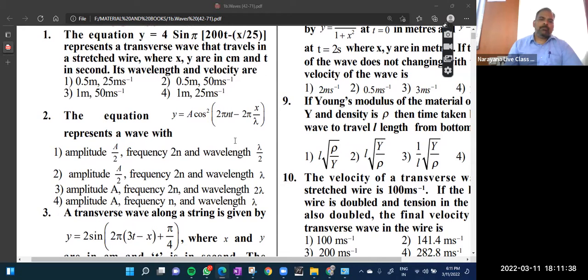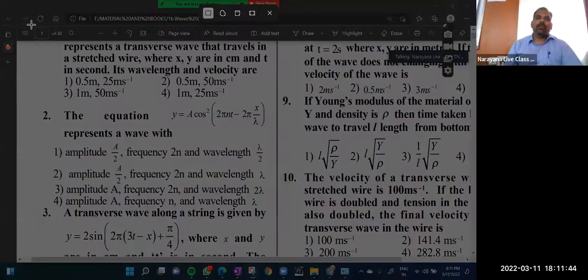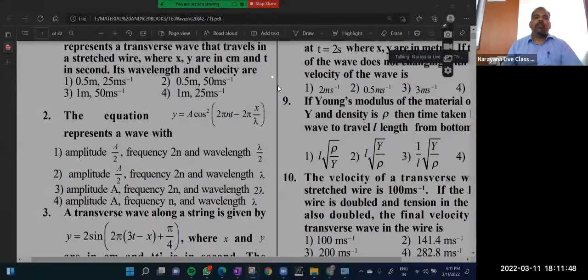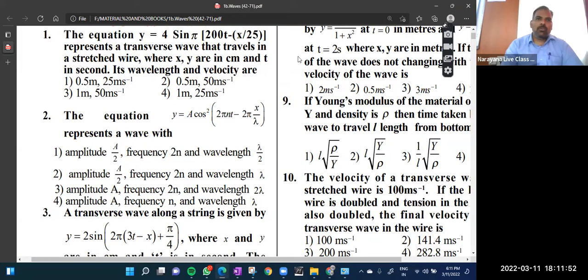Try the second problem. One thing I will do, level 2 I will do. Level 1 I will leave as homework. Clear? Level 2 we will do now. Okay. Level 1 tomorrow you do.